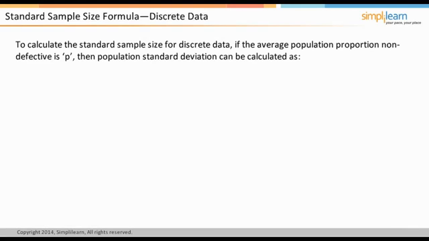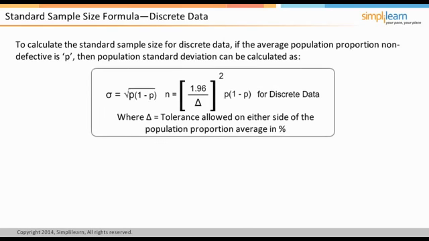We will learn about the standard sample size formula for discrete data in this screen. Like continuous data, one can find out the sample size required while dealing with a discrete population. If the average population proportion non-defective is p, then the population standard deviation can be calculated by using the expression shown on the screen. The expression for sample size is present. It is important to note that in this expression, the interval or tolerance is in percentage. Click the Example tab to view an example of discrete data calculation using the standard sample size formula.